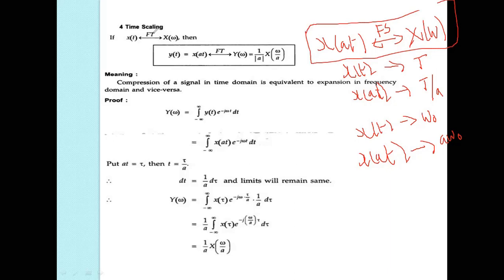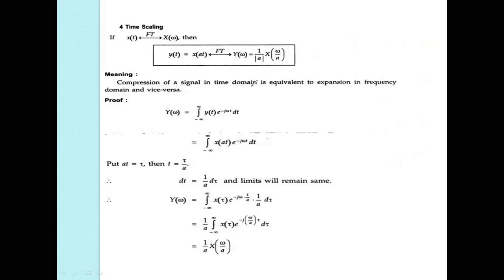But the Fourier transformation is not for periodic signals; it is for non-periodic signals. So for x a of t, the Fourier transformation gives 1 by a, or 1 by the magnitude of a, into X of omega by a. So the compression of a signal in the time domain is equivalent to the expansion in the frequency domain, and vice versa. If x a of t is a compression, then X of omega by a is an expansion. The time is multiplied and the frequency is divided by the same scaling.